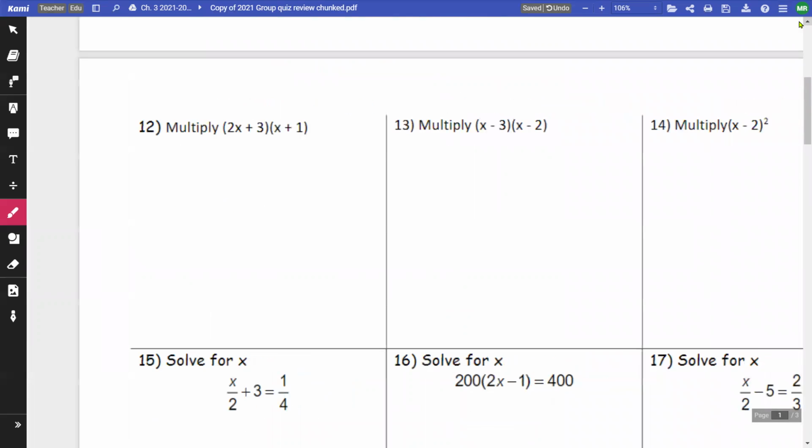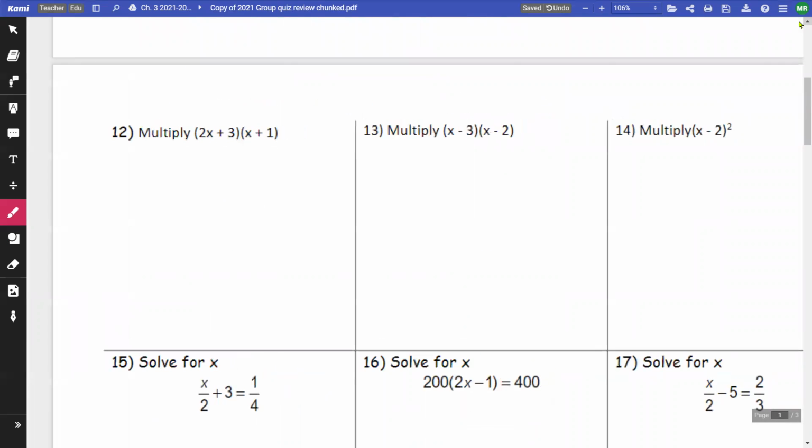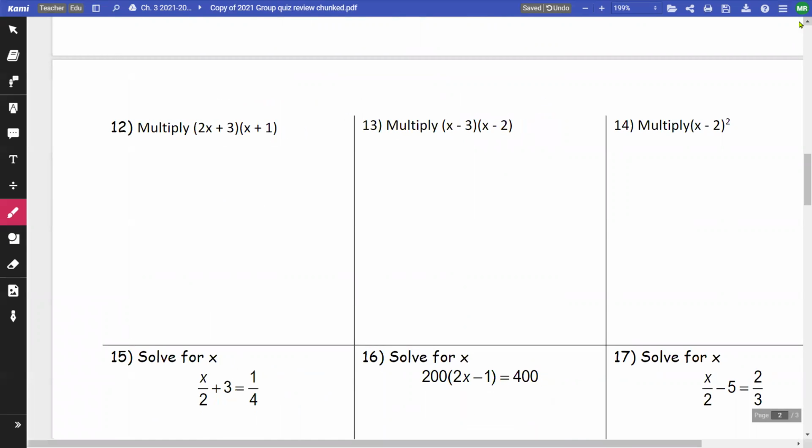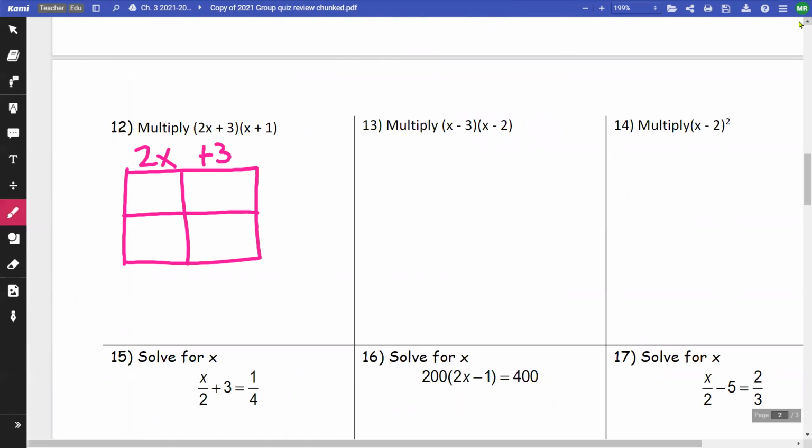All of these, 12, 13, 14, are all area models. Okay. So what I'm going to do is have a 2 by 2 box for this. And it doesn't matter if I put my 2x plus 3 on the top or on the side. And then I'm going to multiply. So when I'm multiplying, this box right here is going to be 2x squared. This box here is going to be 3x.